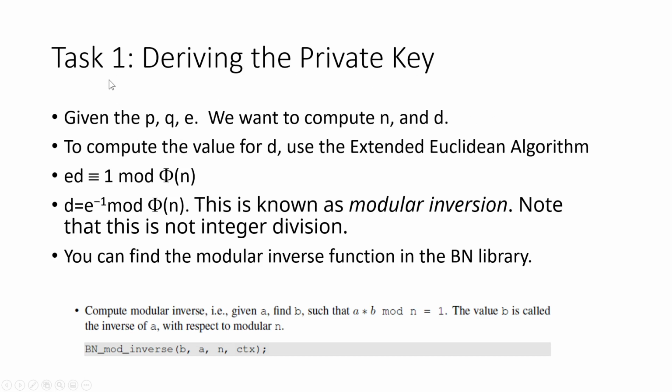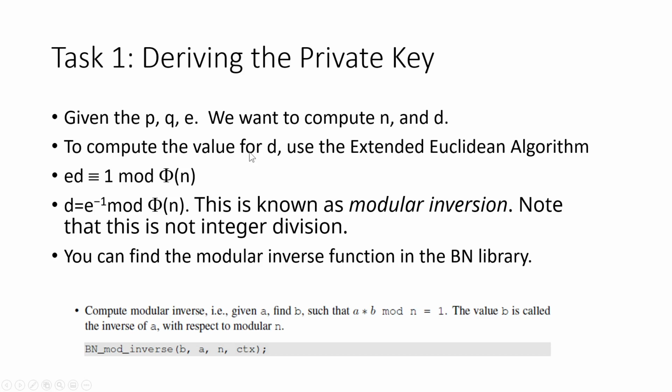So let's go to task 1. Task 1 is deriving the private key from the information we have. Basically, the information we have is P, Q, E, and we want to compute N and D. The N is a big number for encryption or decryption. The D is the private key.